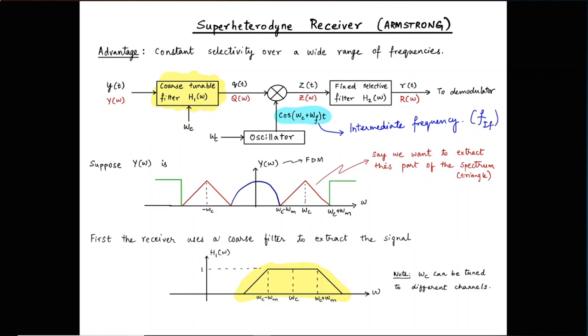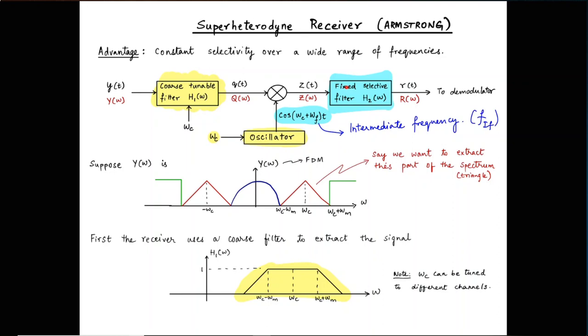You get z of t, in frequency capital Z of omega. Now you have your second stage of filtering, where this is a fixed, highly selective filter, meaning it looks more like a rectangle, but it is fixed, so it's not tunable. You set it at one frequency and you leave it there. You don't move it around. So a coarse filter followed by a fixed filter: tunable, and very selective. That's how we get the best of both worlds.